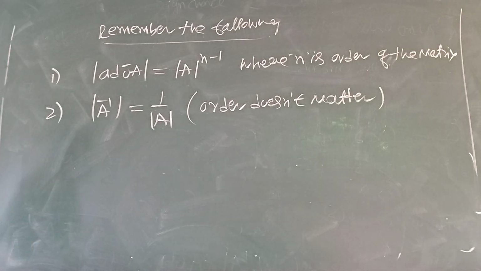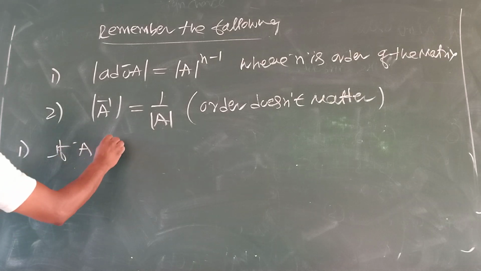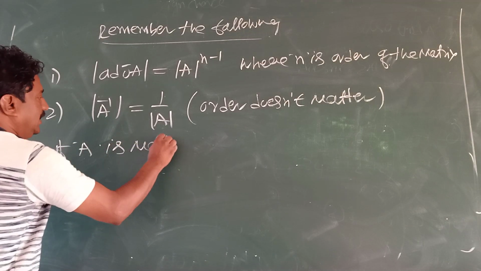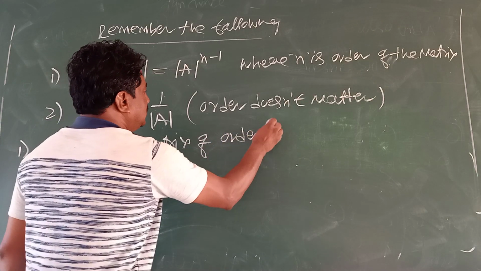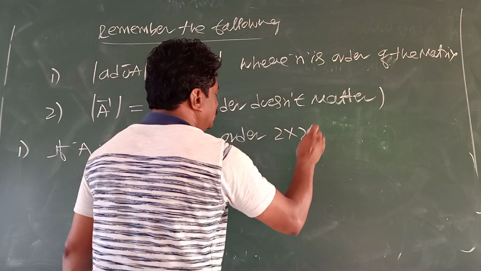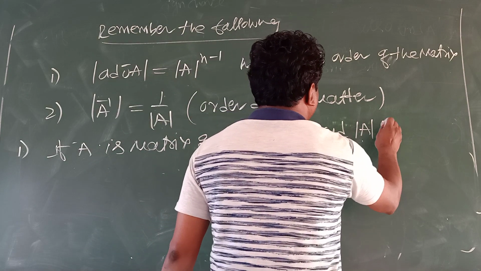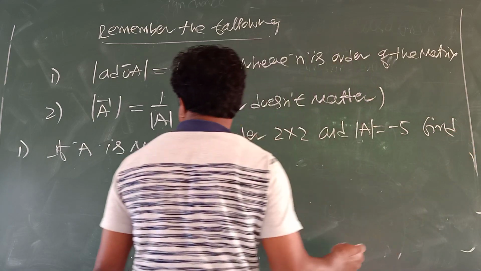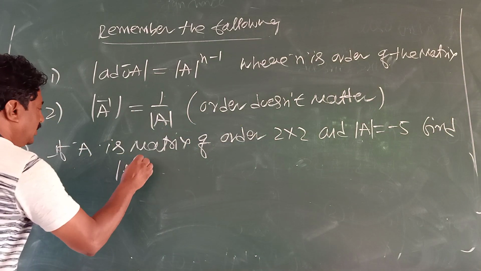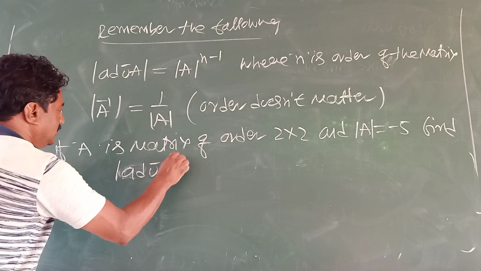Let us go for solving problems on this. First question. If A is a matrix of order 2 cross 2 and det A equals -5, find determinant of adjoint A.